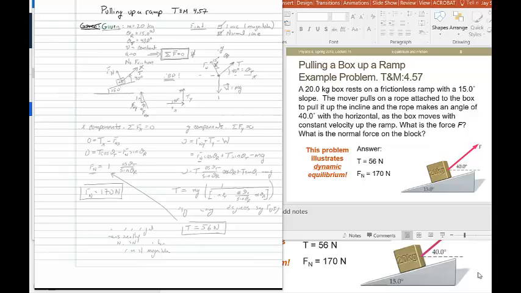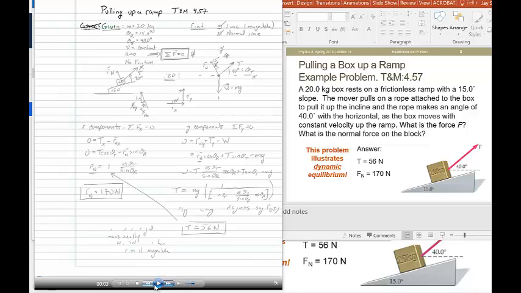Our second example is the one shown in the PowerPoint slide on the right there, pulling a box up a ramp. Example problem. It reads, a 20 kilogram box rests on a frictionless ramp with a 15-degree slope. The mover pulls on a rope attached to the box to pull it up the incline, and the rope makes an angle of 40 degrees with the horizontal. As the box moves with constant velocity up the ramp, what is the force? And what is the normal force on the block?